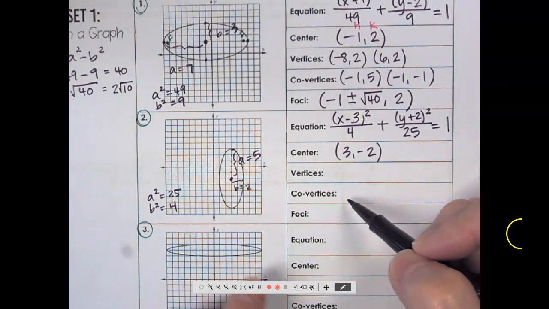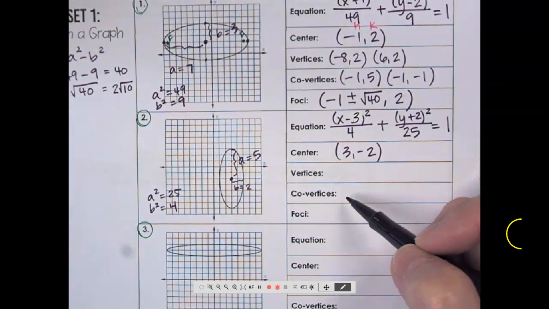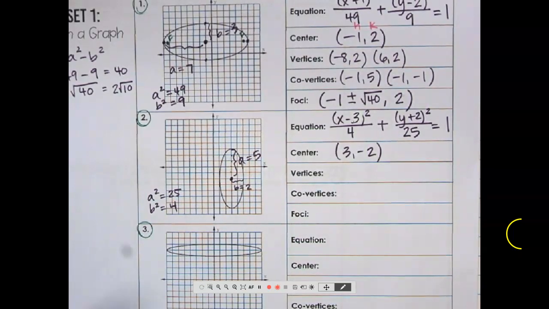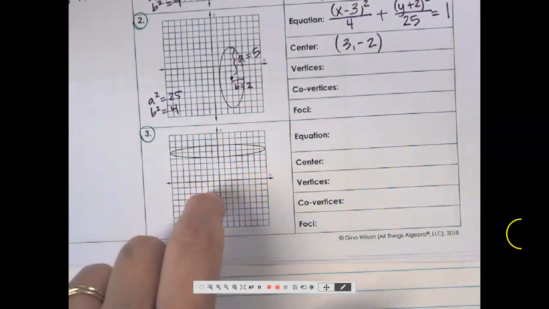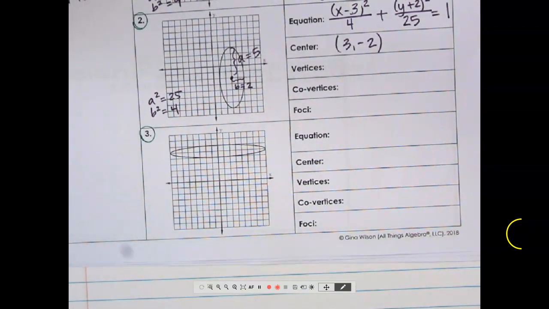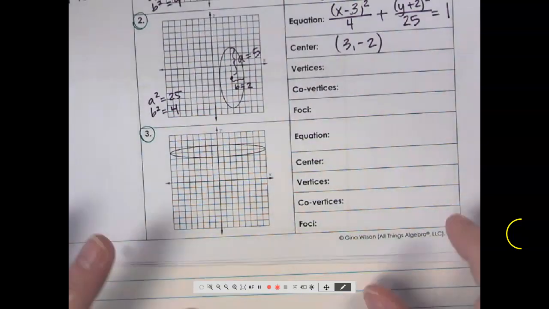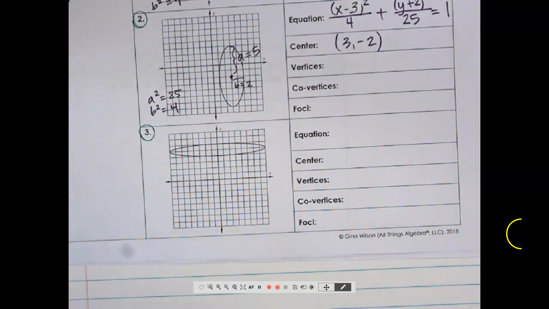Okay, so vertices and covertices, we can name those ordered pairs, right? We're good with that. All right, you want to try number 3 on your own? Okay, try number 3. I'm going to work it out up here as well if you need to peek. Find the center, find a squared, find b squared, write your equation.